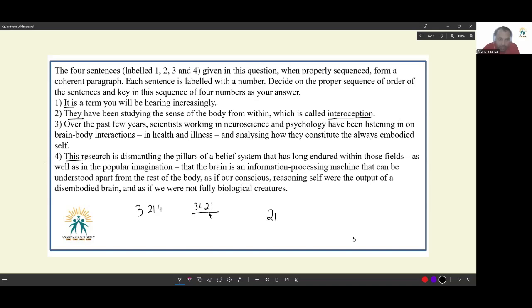This research is dismantling the pillars of belief system that has long endured within those fields, as well as in popular imagination. That brain is an information processing machine that can be understood apart from the rest of the body, as if our conscious reasoning self were the output of a disembodied brain, as if we were not fully biological creatures. We have been studying the sense of body from within, which is called interoception. It is a term you will be hearing increasingly.